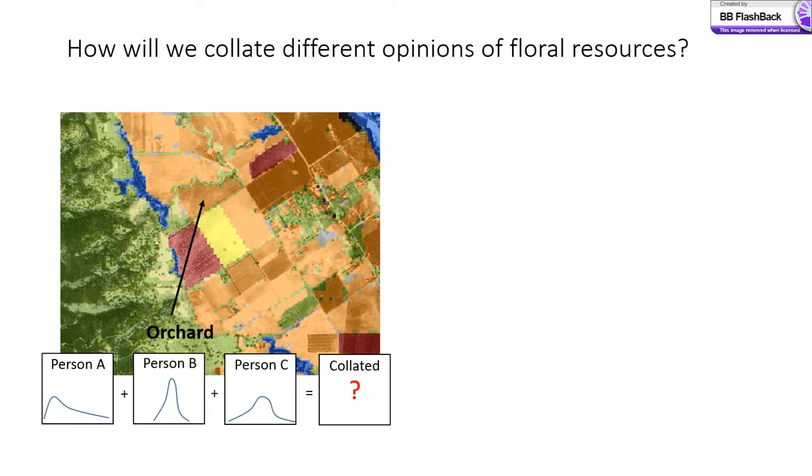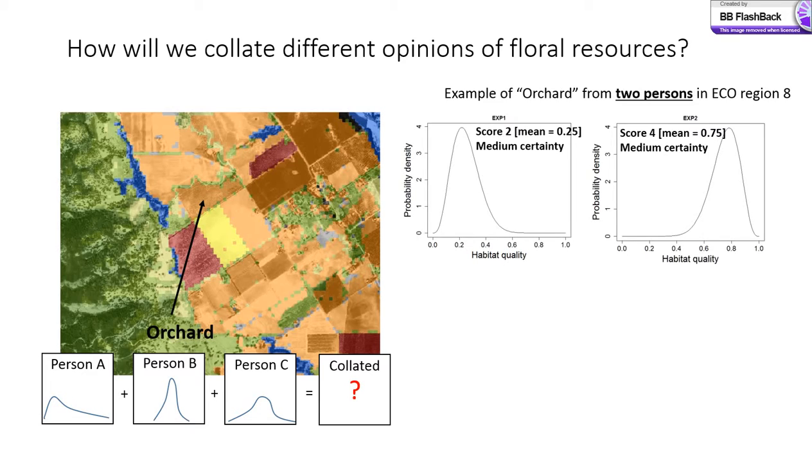This slide shows how we can collate different opinions. For example, different persons give different values of suitability and uncertainty on floral resource suitability. Here is a real survey example from two persons who participated in the first webinar. One person selected score number 2 with medium certainty level, and the other person selected score number 4 with medium certainty level for floral resource suitability on orchard in spring season.